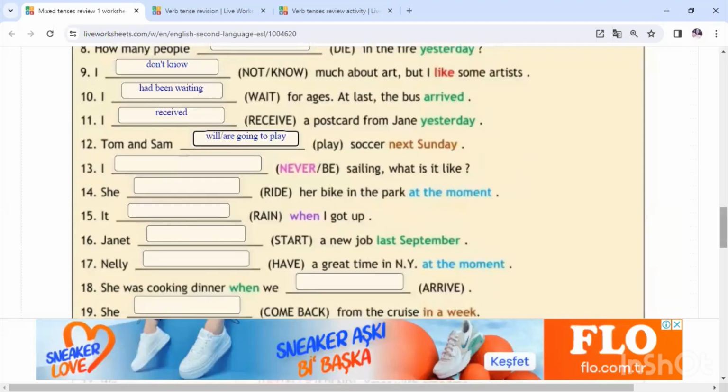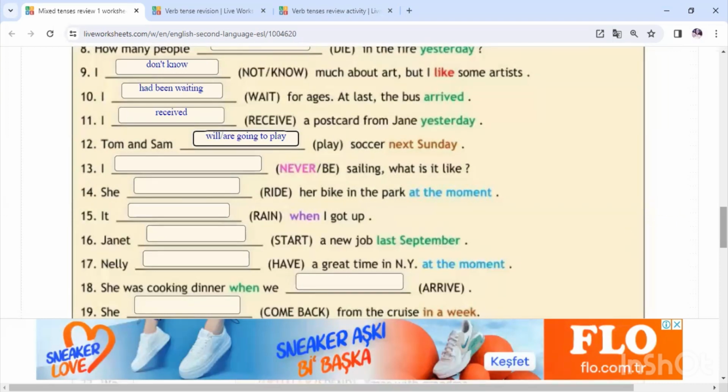Tom ve Sam sonraki Sunday hangi günde? Çağanay, are you kidding? Hocam pazar mıydı? Are you kidding? Count the days. Count the days from Monday. Count it. Monday, Tuesday, Wednesday, Thursday, Friday, Saturday, Sunday. Pazar, tamam. Tom ve Sam sonraki pazar futbol oynayacaklar. Yes. Guys, sometimes you make me shocked, like you're B2 and you're asking, oh my God, teacher, what is Sunday?